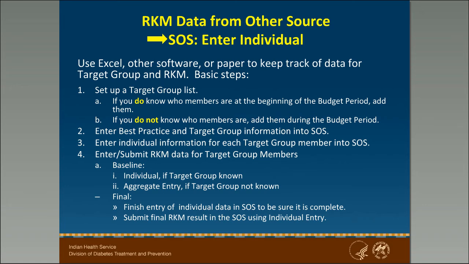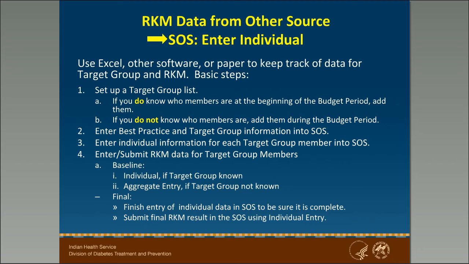So, going into entering individuals, that's the other way that you can submit information into the SOS. If you're more used to using Excel or some other software, I know I have a few grantees who throughout the year might switch from RPMS to some other electronic health record system. In those cases, individual entry might be their best bet for the time being. Or even paper to keep track of your data, of your target group and your required key measure.